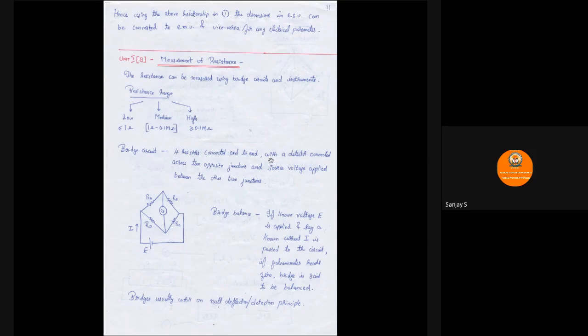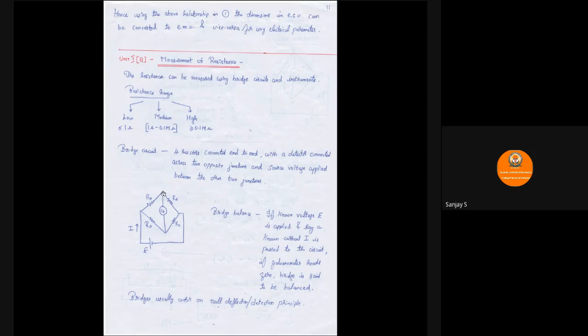Then the next line, with a detector connected across 2 opposite junctions. Whenever you have connected 4 resistors end to end, you will have 4 junctions. This is one junction, this is the other junction. Between RA and RB you have 1 junction, between RC and RD 1 junction, between RA and RD another junction, between RB and RC another junction. So here a detector is connected across 2 opposite junctions.